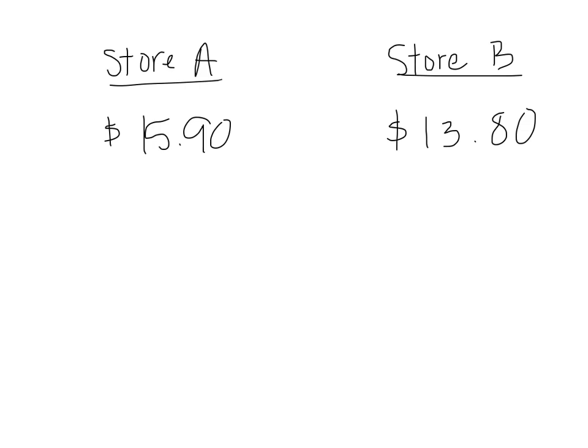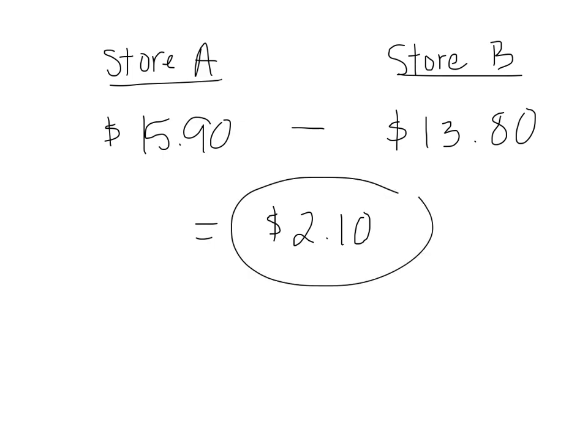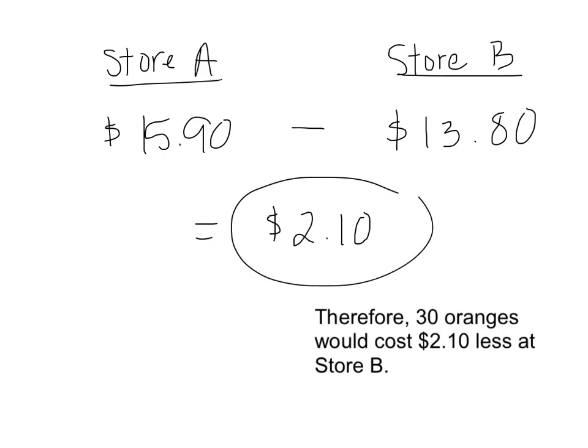Well, to find the difference, we need to subtract. 15.90 subtract 13.80. When we calculate this, we get a difference of $2.10. So how much are we saving by shopping at store B? That's right, $2.10. Therefore, 30 oranges would cost $2.10 less at store B.